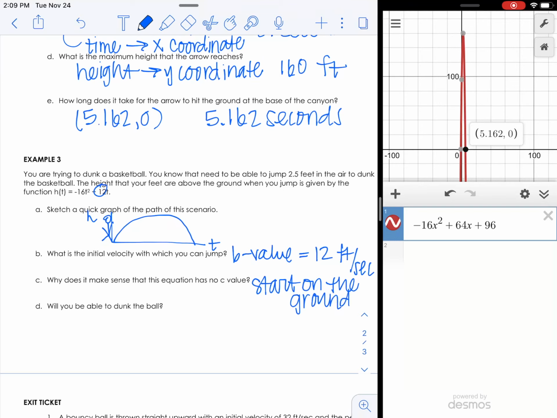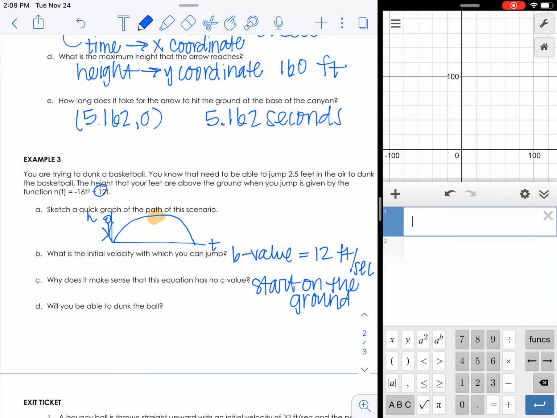Will you be able to dunk the ball? So remember, we need to know that we can jump 2.5 feet in the air. So what we want to find is, what is this maximum point? How high can we go at our highest point? And if at some point we reach or we go higher than 2.5, we know we're good. So now in Desmos, I'm going to plug in our equation, negative 16t squared, or x squared, plus 12t, or x.